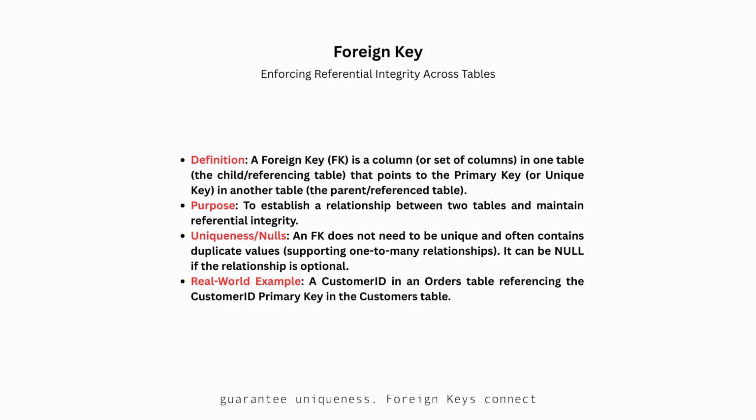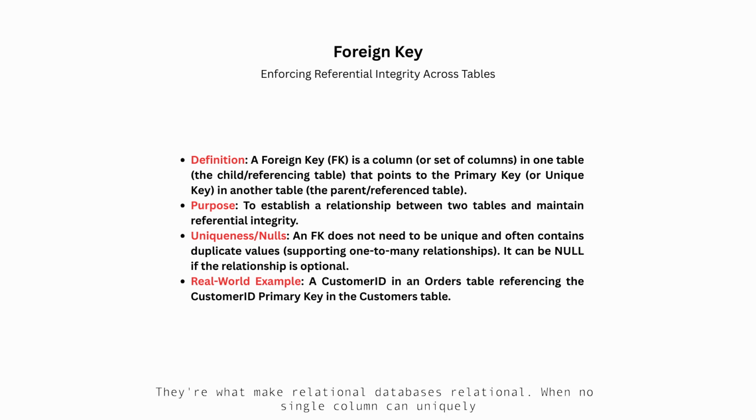Foreign keys connect tables. They enforce referential integrity. A foreign key in one table references the primary key of another. It guarantees that every record in the child table corresponds to a valid record in the parent table. Without it, orphan data spreads like broken links in a website. Foreign keys can have duplicates, can be null if optional, but must align with valid parent keys. They are what make databases relational.